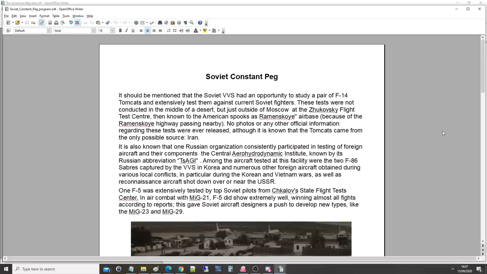And on to the Soviet counterpart. It should be mentioned that the Soviet VVS had an opportunity to study a pair of F-14 Tomcats and extensively test them against current Soviet fighters.